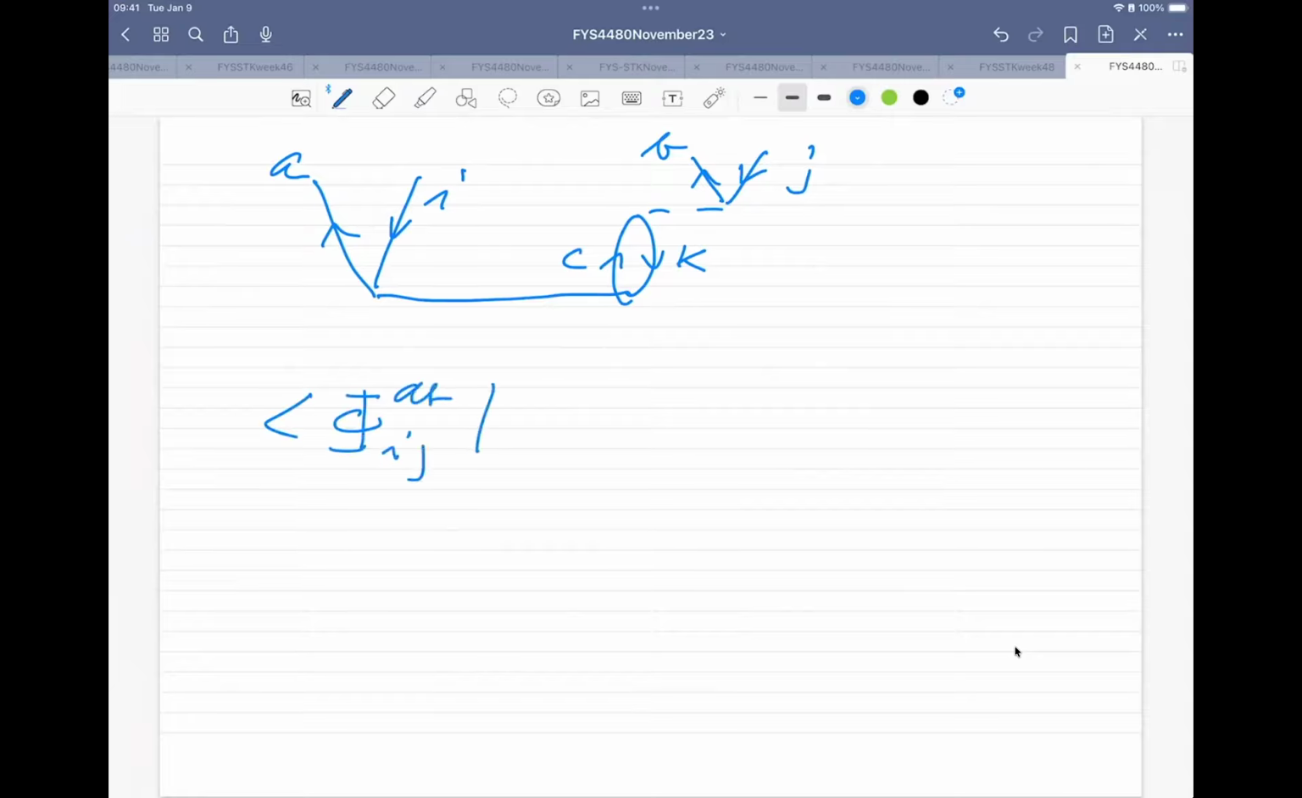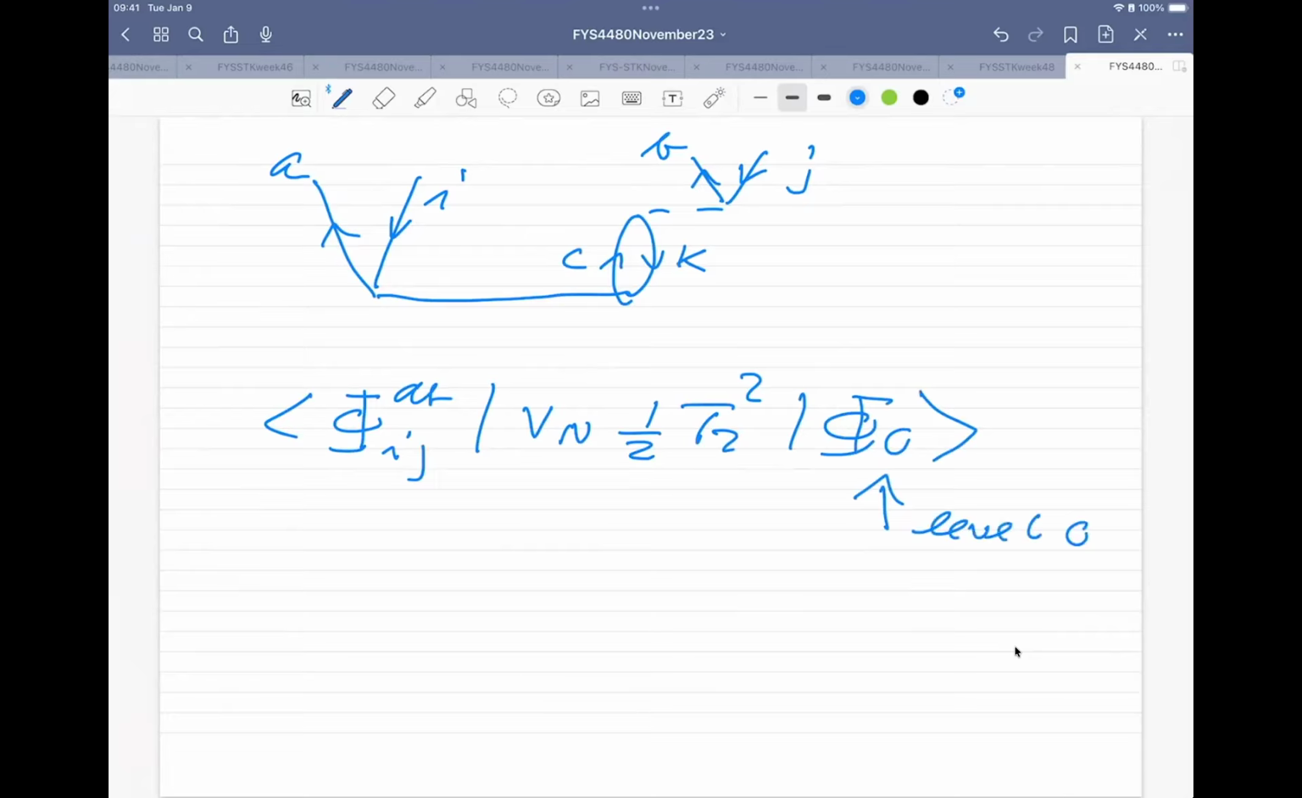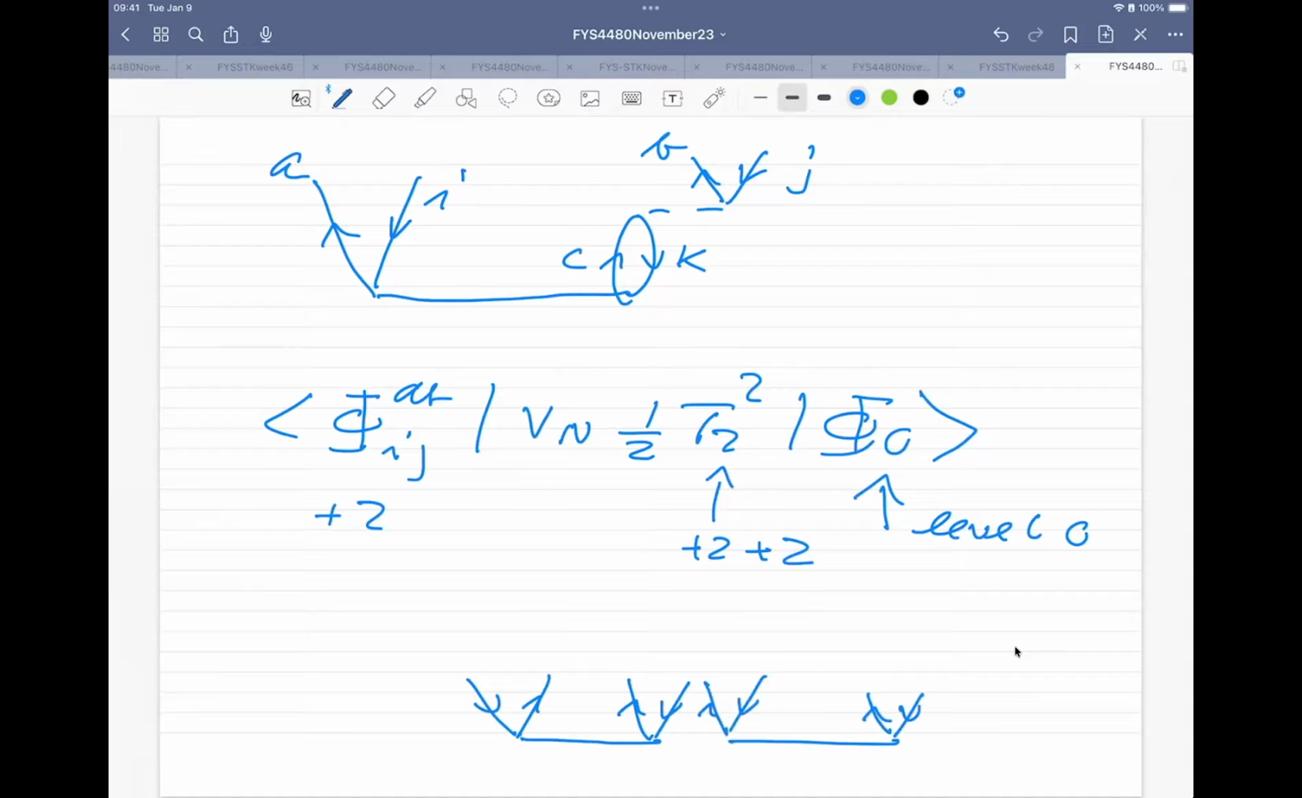So if we look at this one where we had V_N and 1/2 times T2 squared on phi 0, then we see that we have level 0 here. This gives us +2, +2, and then we end with a +2 here, which means that when we are setting it up, we actually have two T2 amplitudes, like this, at the bottom. So this is what we create. We create a 4-particle, 4-hole excitation. These are these two here.